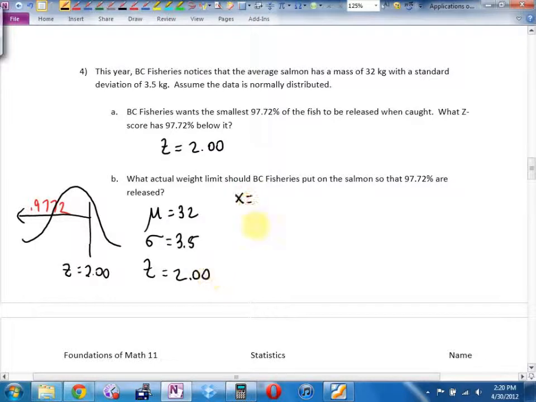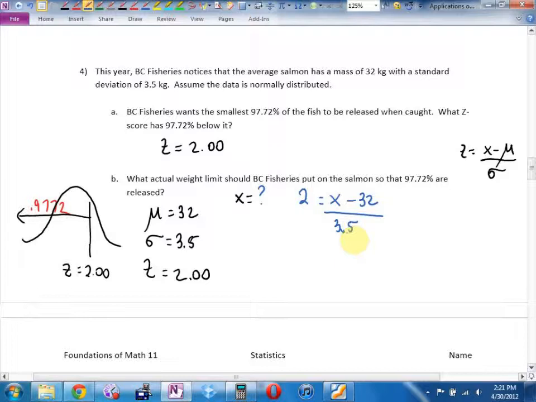Colleen, what do you tell me they want us to find? They want me to find X. This is, if I know 3, I know 4. We're going to use Z equals X minus mu all over the standard deviation, just like we did on the quiz. Z, 2 equals X, I don't know, minus the mean, 32, divided by standard deviation, 3.5. Can you find X, please?